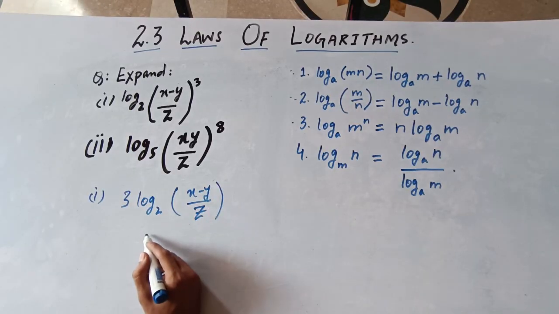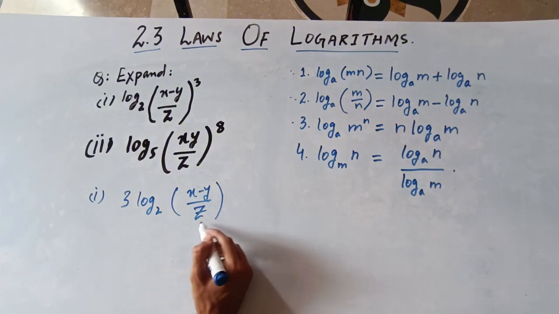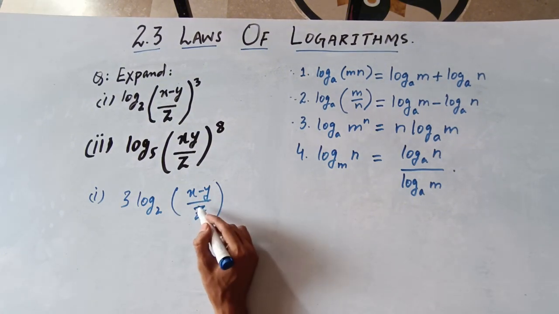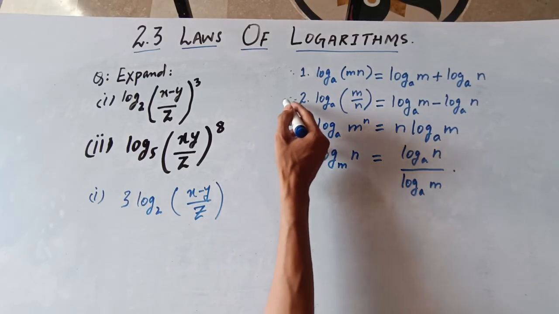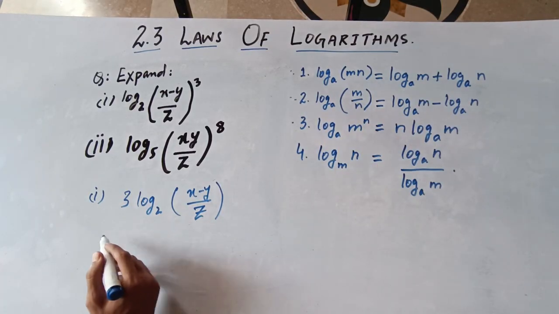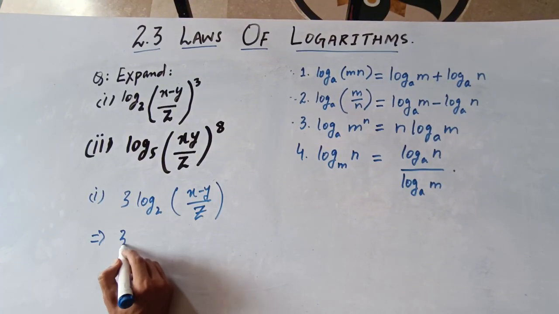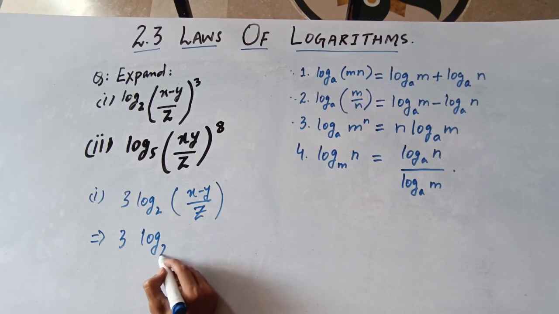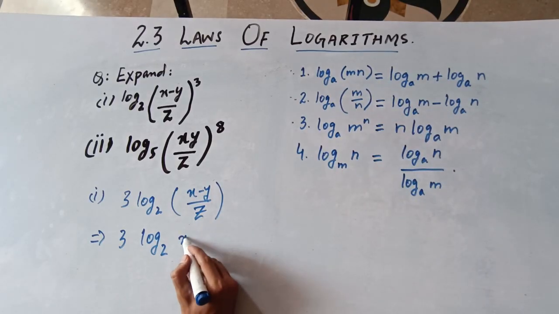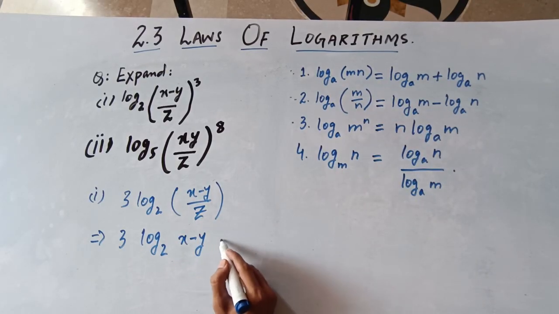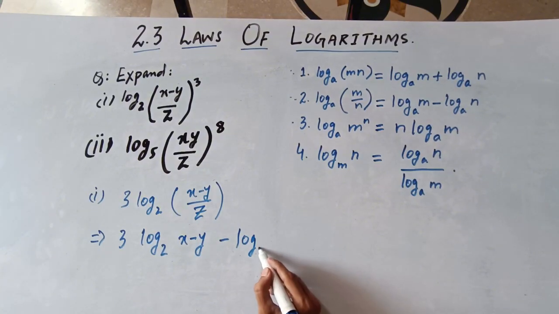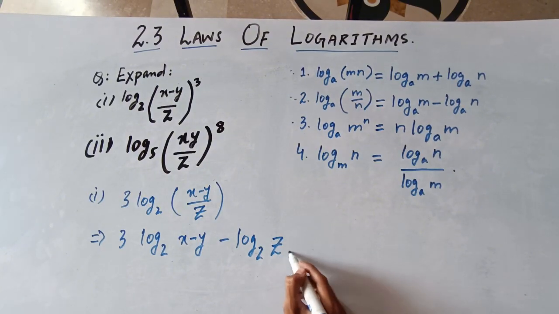Like this. Now you can see over here that they are dividing, it is a fraction, so you can easily apply the quotient law over here. Means you can write them in the subtract form. First you need to write the numerator x minus y and then minus sign, and then you can write the denominator, which is z over here.